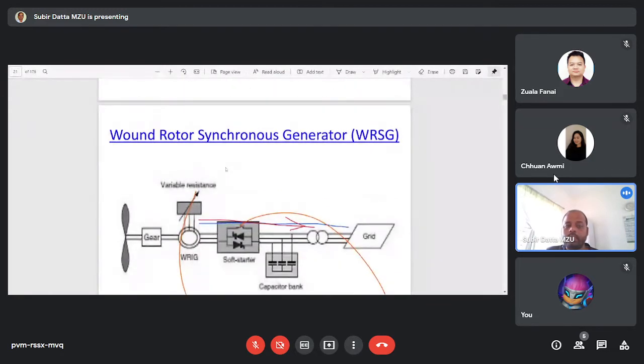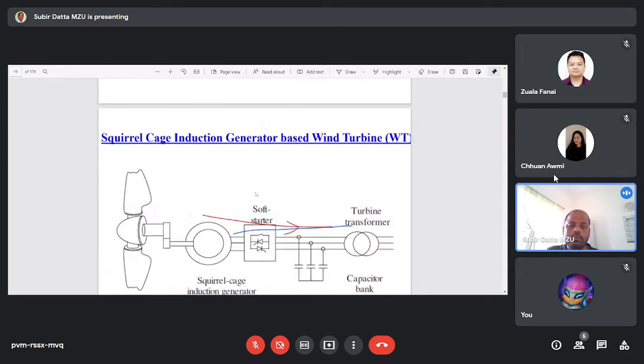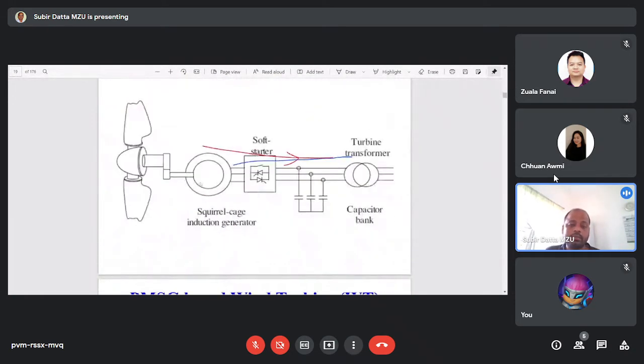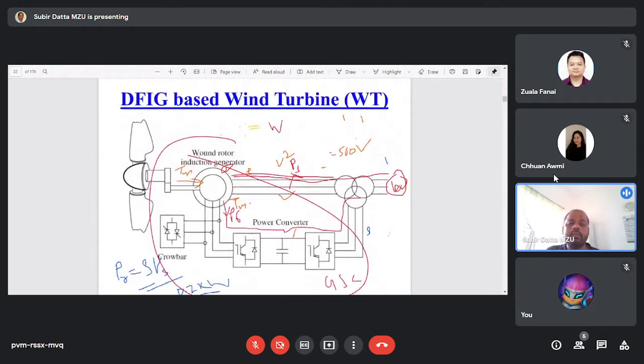So let me start. In my last class, I explained the different types of generators which are used in the wind energy conversion system. Now today I'm going to explain this DFIG, doubly fed induction generator based wind turbine system.